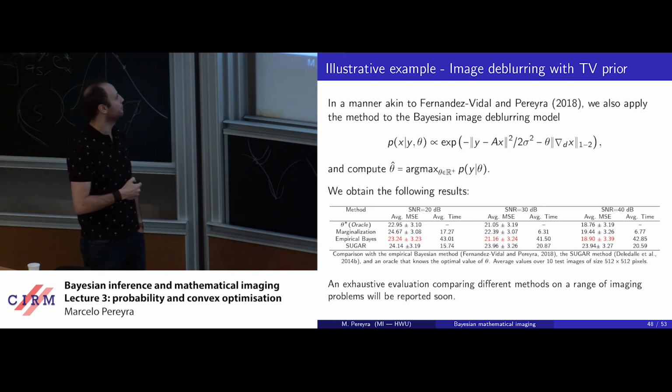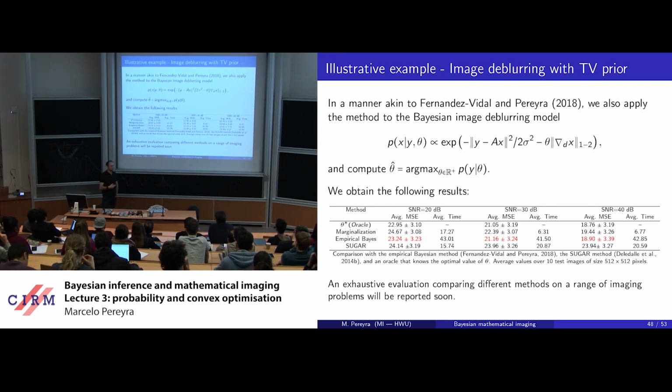But we believe that marginalization with a good solver could be significantly faster than empirical Bayes, and that empirical Bayes will be more robust and give better results in general. And in any case, marginalization in our experiments is often better than SUGAR, except in some cases that are very close to denoising. And Anna is working on a very exhaustive evaluation of this that is threatening her mental health by this point, but hopefully we'll finish in the next month or so and put that online.